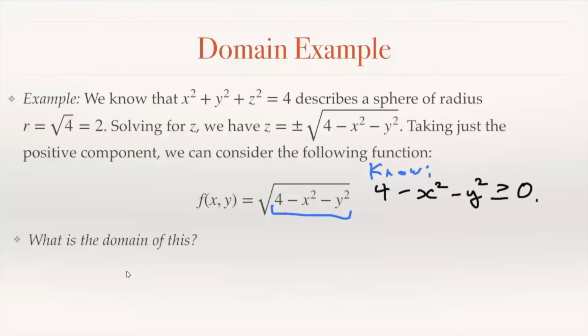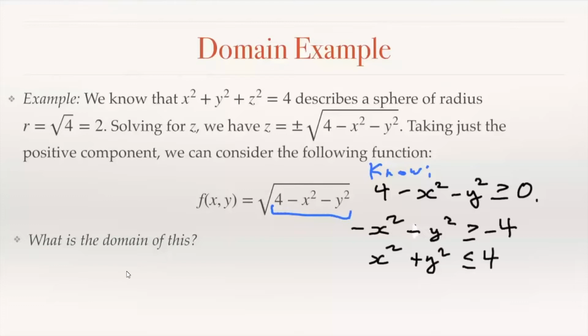We can't take the root of a negative. Rearranging, that means that negative x squared minus y squared is greater than or equal to minus 4, and multiplying both sides by negative 1, we have that x squared plus y squared is less than or equal to 4. In this last step, we need to recall that if we multiply by minus 1, it swaps the inequality.